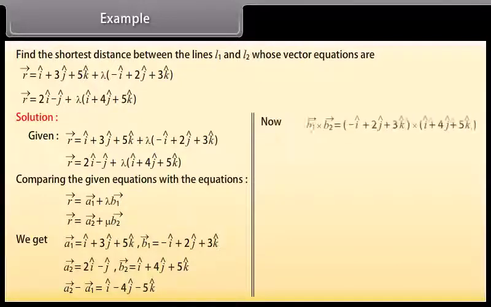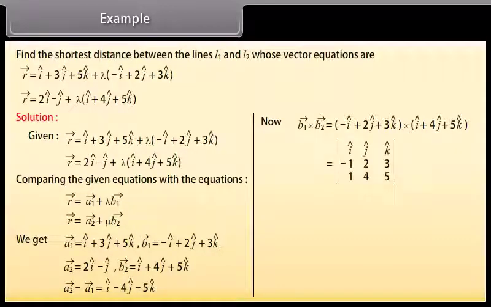Now, cross product of vector B1 and vector B2 is (minus cap I plus 2 cap j plus 3 cap k) cross (cap I plus 4 cap j plus 5 cap k) equals determinant, row-wise: first row cap I, cap j, cap k; second row minus 1, 2, 3; third row 1, 4, 5; equals minus 2 cap I plus 8 cap j minus 6 cap k.